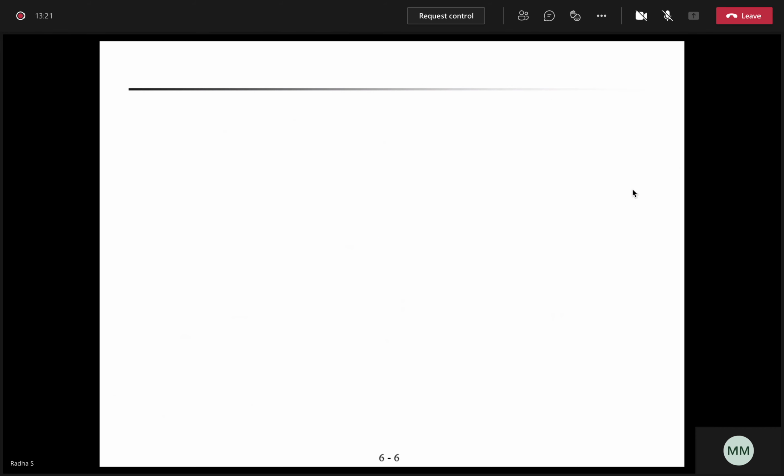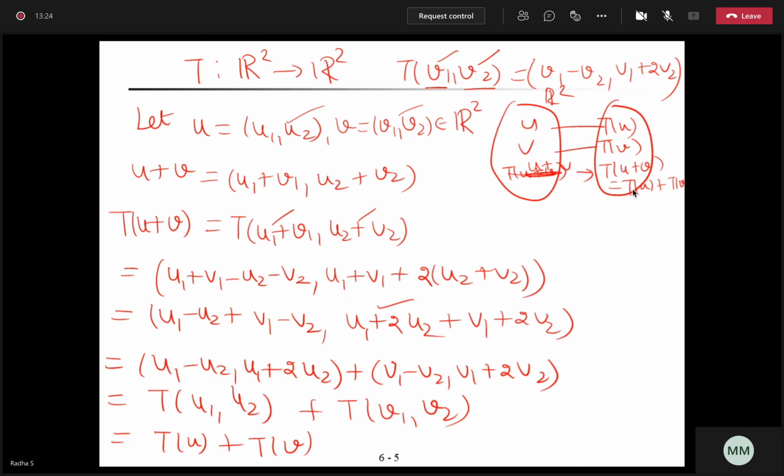Ma'am, can you go to the previous slide? Here, (u1 minus u2, u1 plus 2u2), how can we rearrange that? You can rearrange, it's after all addition, right? What I have done, I have collected. See, u1 minus u2 I have written, then plus v1 minus v2. If you add these two things, you will get the same thing, right? Nothing is going to happen. You can rearrange.